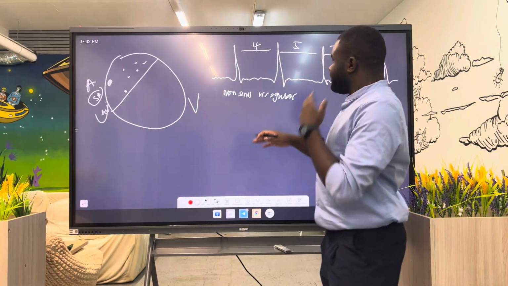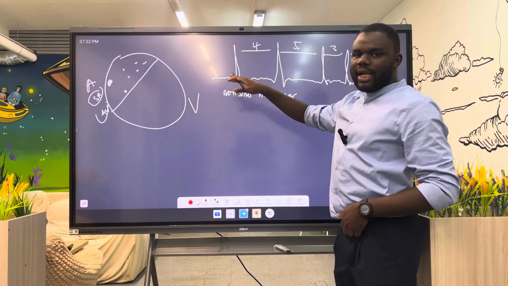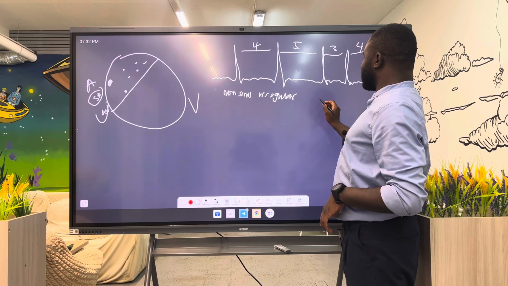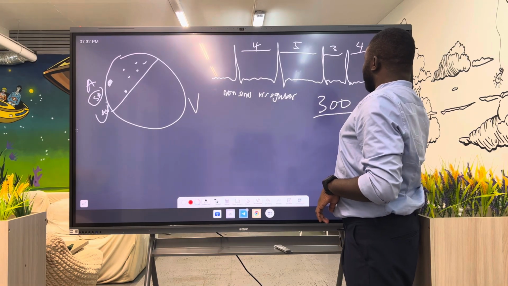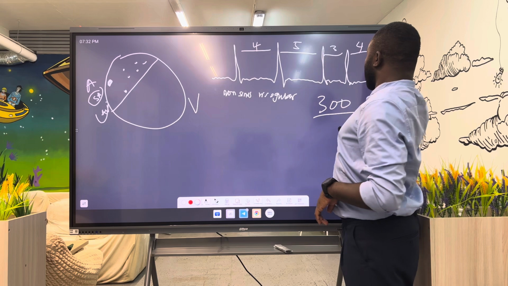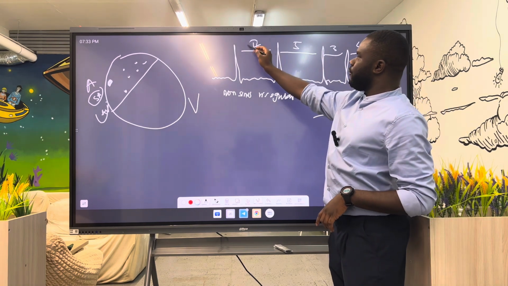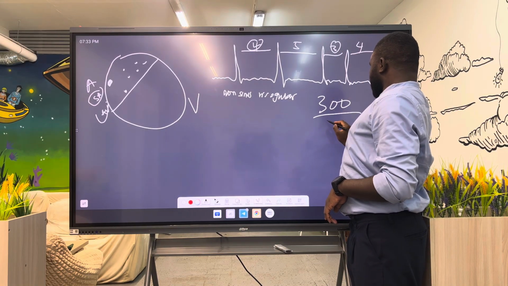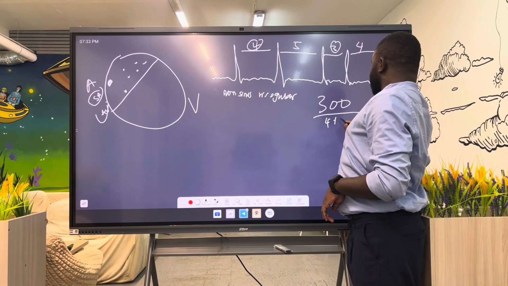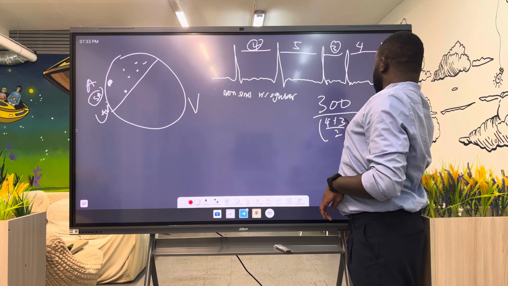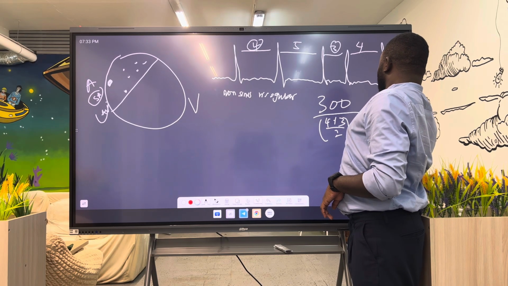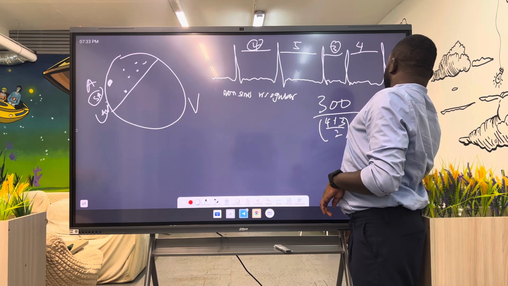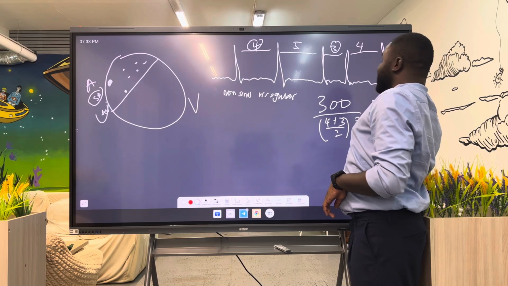In most books, they tell you that the heart rate is over 250 beats per minute or whatever have you. But if it's an irregular ECG, the way to calculate the heart rate is to say 300 over the biggest gap. For example, the biggest gap here is 4, and the smallest gap here is 3. So 300 divided by (4 plus 3) over 2. So we have 7 over 2, which is equal to 3.5. So 300 divided by 3.5 is about 125 beats per minute.